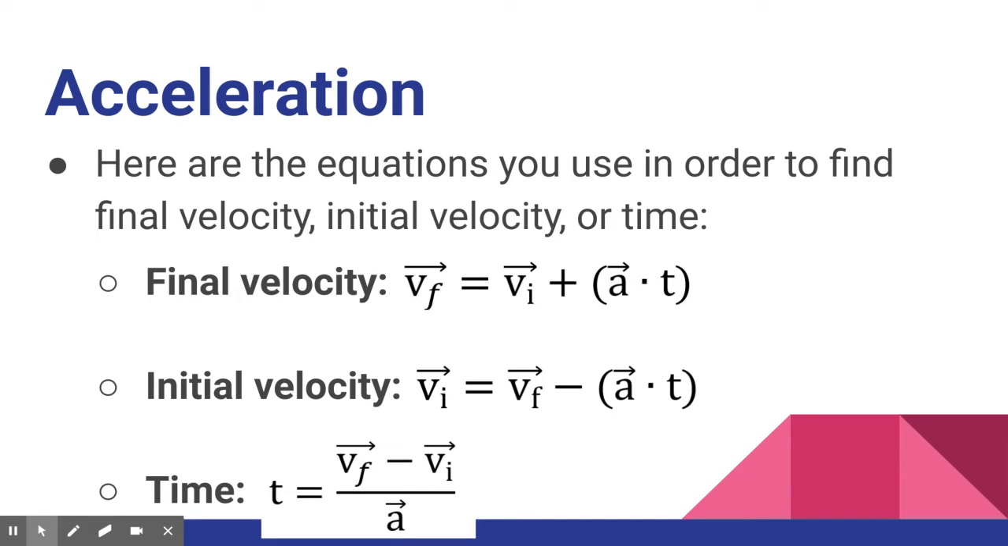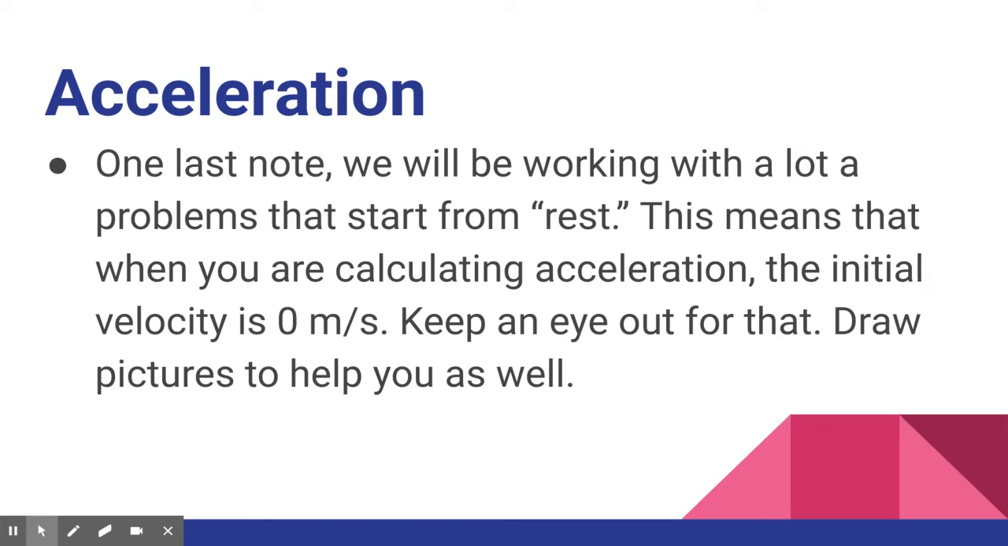So here are the equations, just like I've been doing. I gave you the acceleration equation, but here I broke down, let's say you need to find final velocity, here's the derivation of the acceleration equation that you would use. If you need initial velocity, here is the equation. If you need to find time, here is the derivation in order to find time. Because there will be problems where you're given acceleration, final velocity, and initial velocity, and you need to find how much time has passed in that scenario.